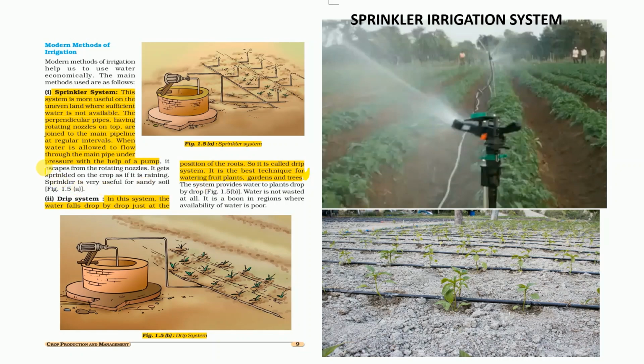And now coming towards the sprinkler system, this is more important even on uneven land, because in hilly areas we cannot water the plants by canals or by the drip irrigation system. We can use a sprinkler because it pressurizes the water and evenly distributes it everywhere on the land with the help of nozzles and pipes which rotate at an interval. See this.